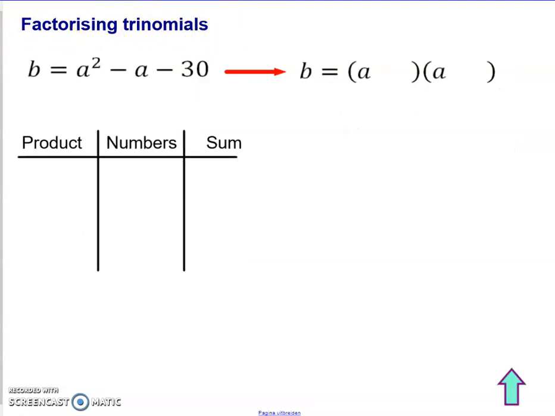So let us look at the last example, the most difficult one. Again, the number without a variable, that's your product. But over here, I should look for a number with this variable. But at this point, there is no number. But you should know, we mean 1. So the sum is minus 1. So I'm looking for two numbers. When I multiply them, it's minus 30. And when I add them, it's minus 1.